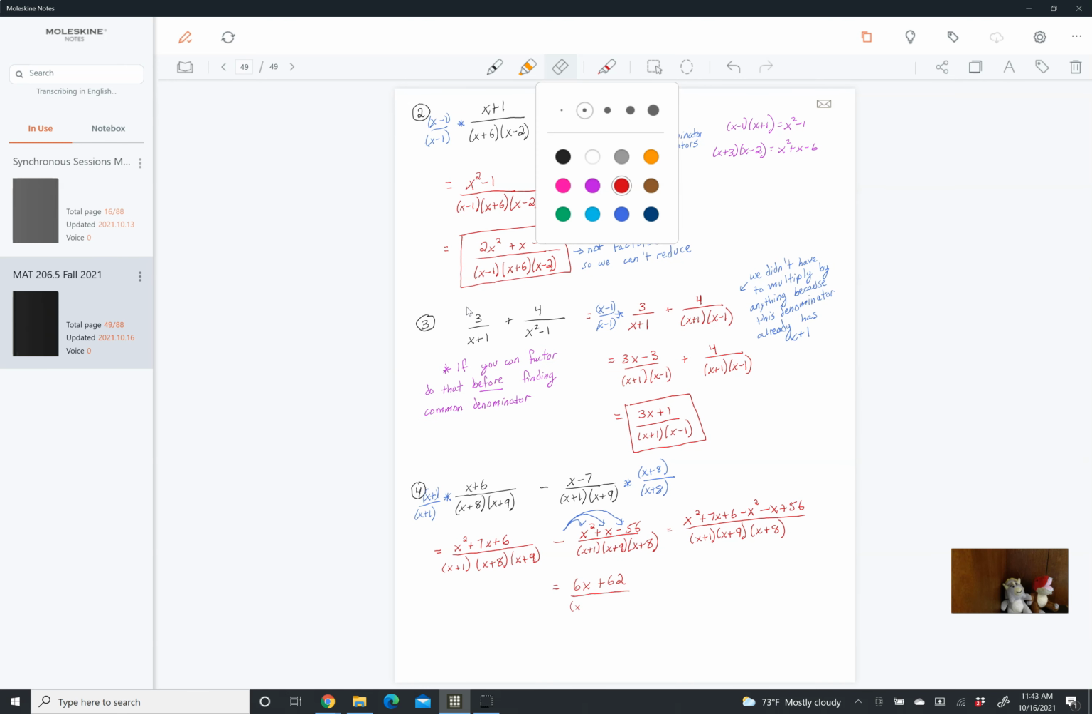Over x plus 1, x plus 8, x plus 9. And this is our final answer, because when we pull out from the numerator, we could pull out a 2. There's no point in doing that because we know if we pull out a 2, we're not going to get one of these 3. And the only purpose of factoring is to reduce.